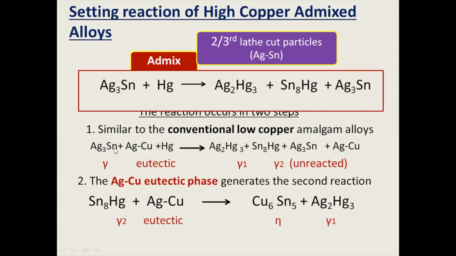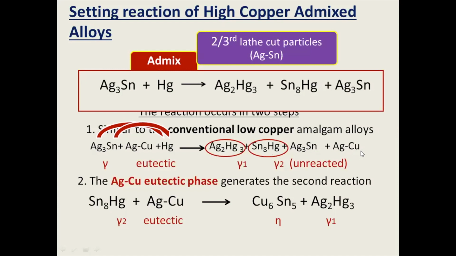The silver tin gamma phase starts to dissolve into the mercury, and from the silver copper eutectic phase, silver also starts to dissolve into the mercury. So there is a first formation of the gamma 1 phase, silver mercury, as in low copper also. Tin will precipitate and form the tin mercury phase, that is the gamma 2 phase, same as in the low copper alloy reaction, and the alloys remain unreacted: silver tin and silver copper.